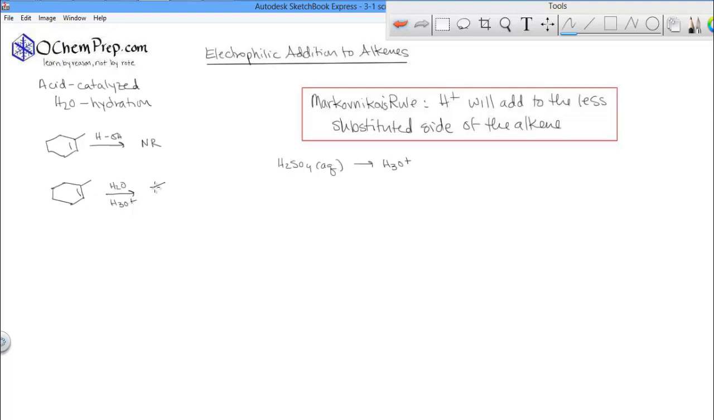Now, the process will be similar to what we've seen before, and it will follow Markovnikov's rule, where the H will go to the less substituted, and the OH will go to the more substituted side. Now, if we draw the mechanism, remember you always use your catalyst first. So I'm going to draw out hydronium, and the pi bond breaks, goes to pick up that proton, this bond breaks, and these electrons end up on the O. We are making water right here.